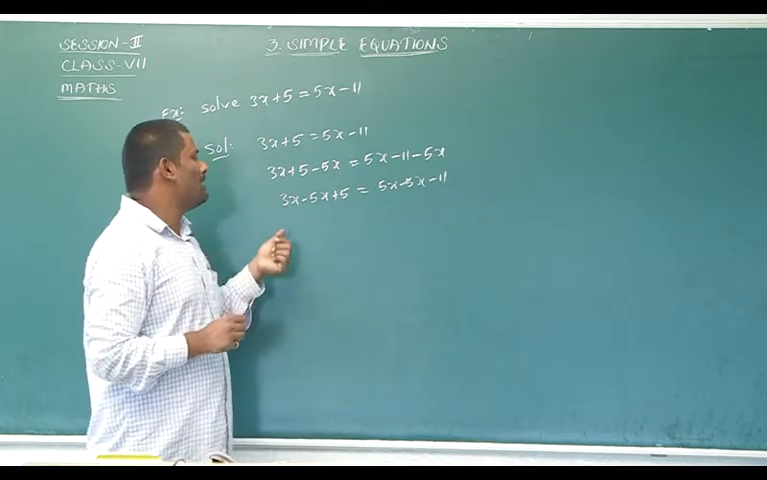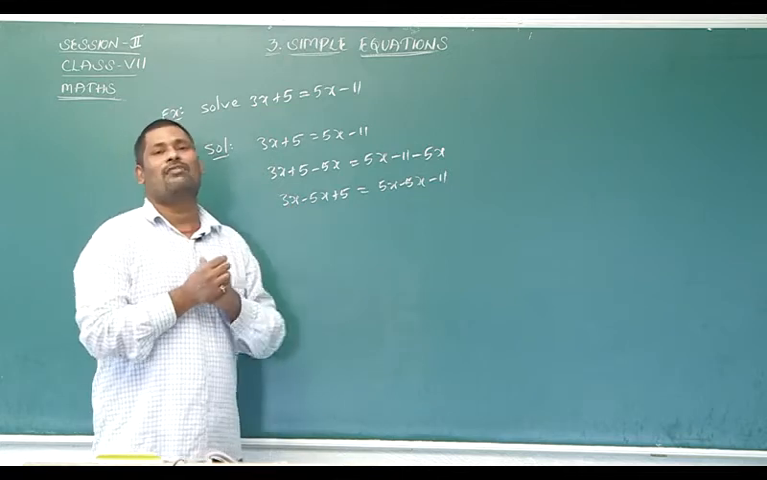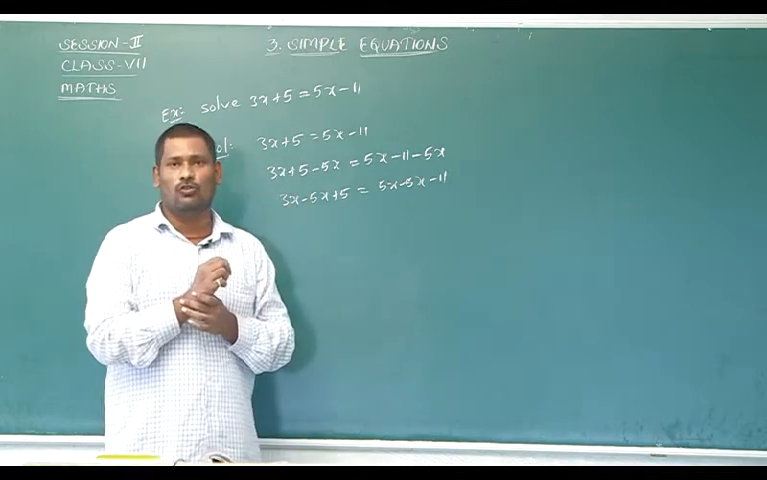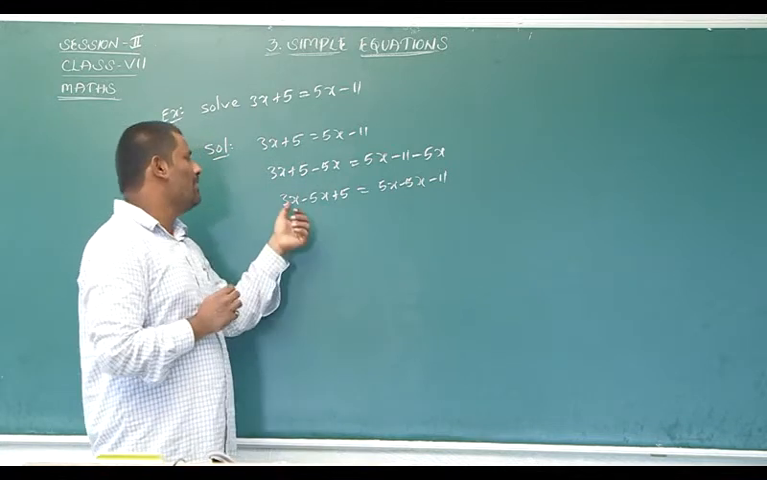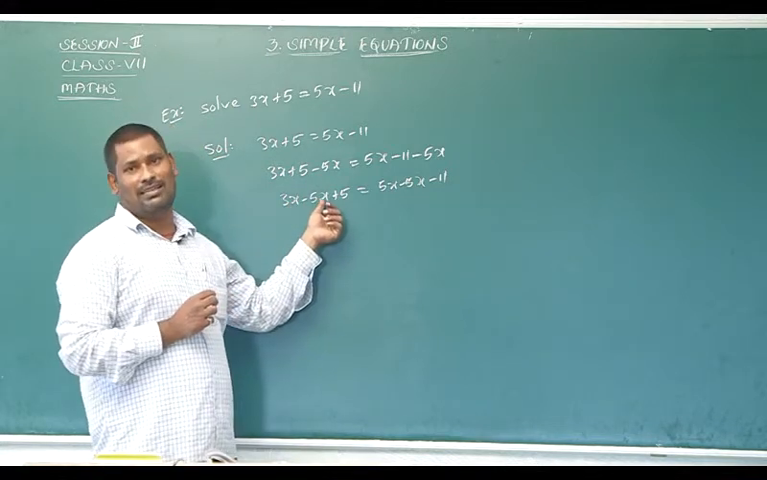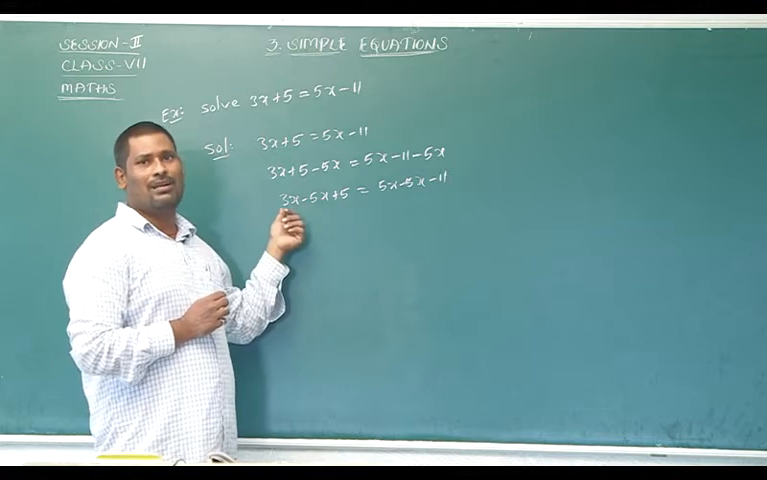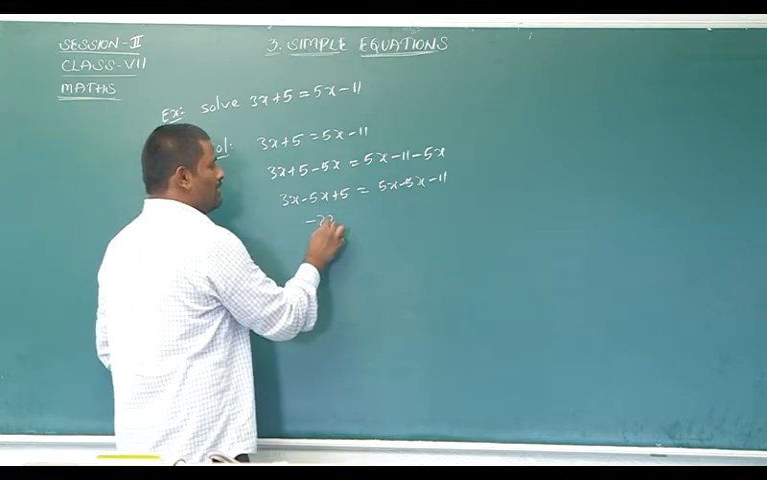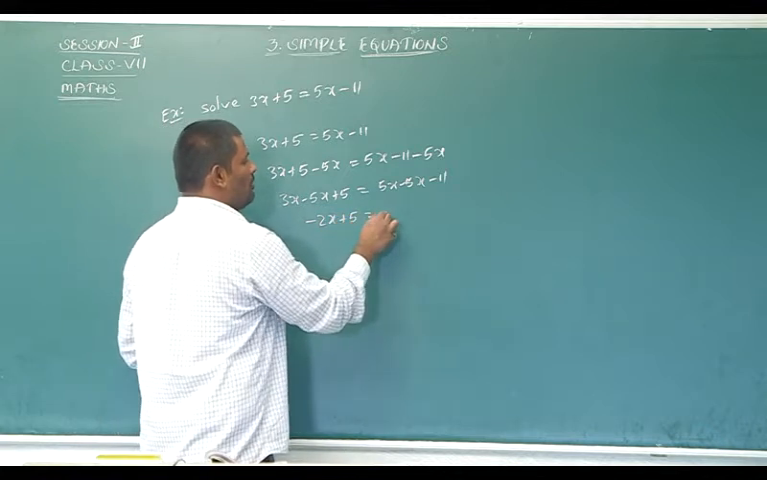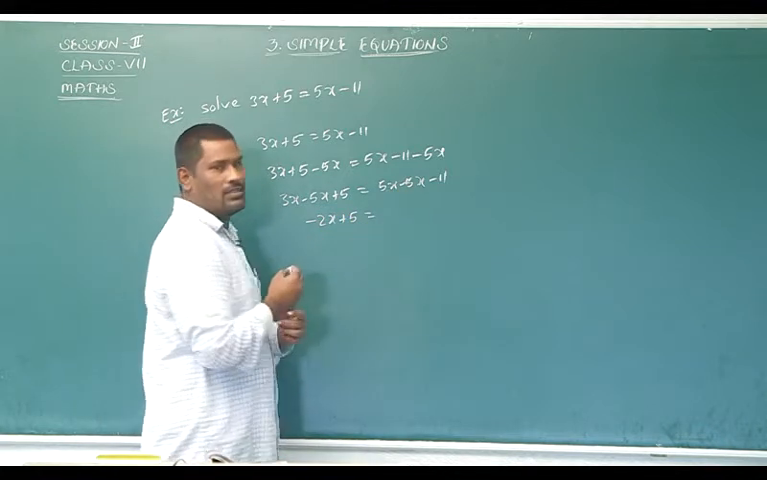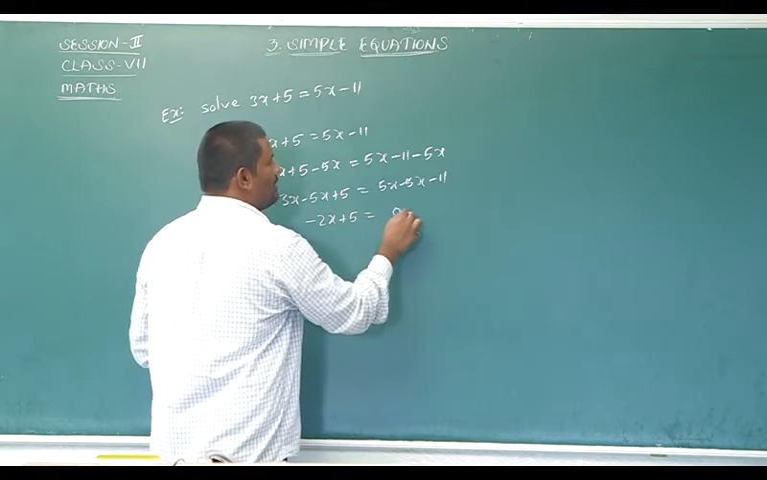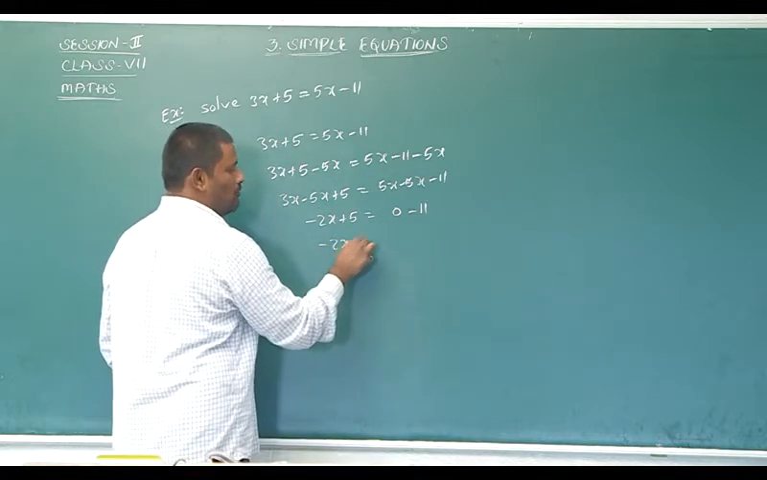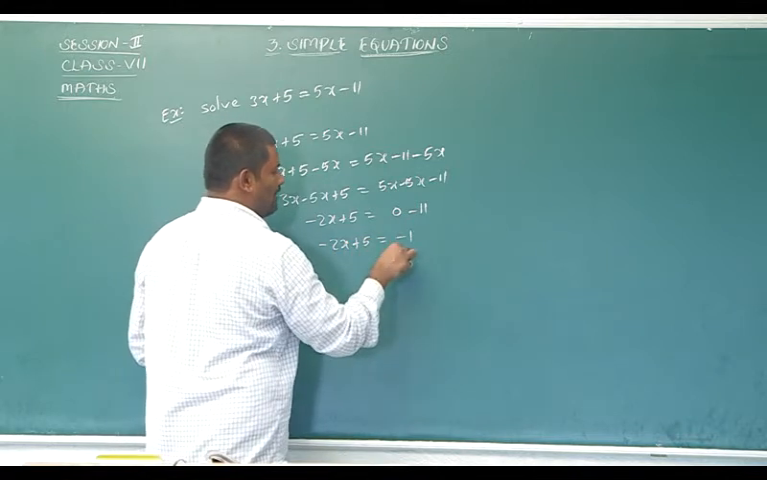Now what happens here? 3x minus 5x equals what do I get? One is a positive term and another one is a negative term, so we do the subtraction here. So minus 2x I will get here. If I do subtraction, 5x minus 3x means I get 2x, and 5 is the greater number, so minus 2x I get plus 5. Equal to 5x minus 5x will be cancelled, I get 0 there. 0 minus 11 I will get here. So now minus 2x plus 5 equals minus 11 I will get here.